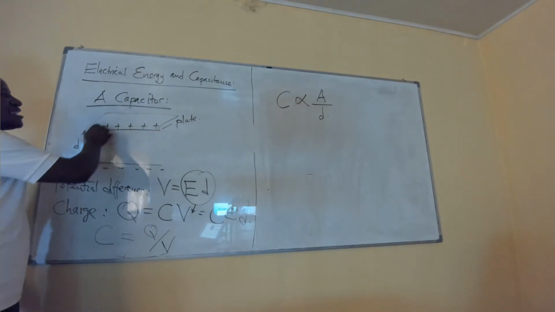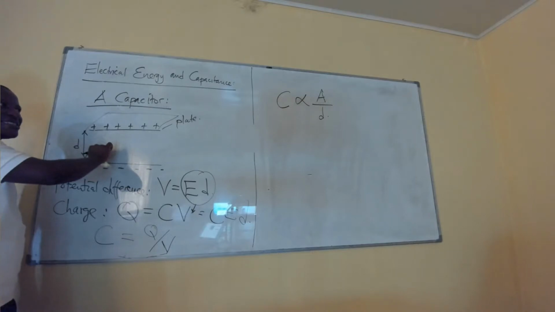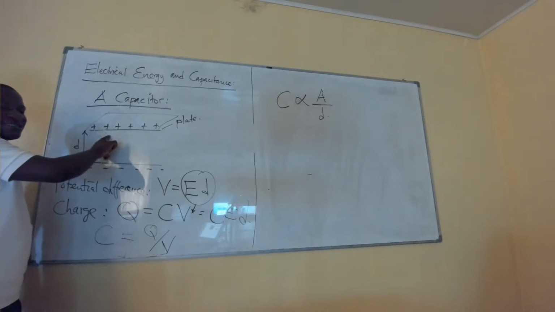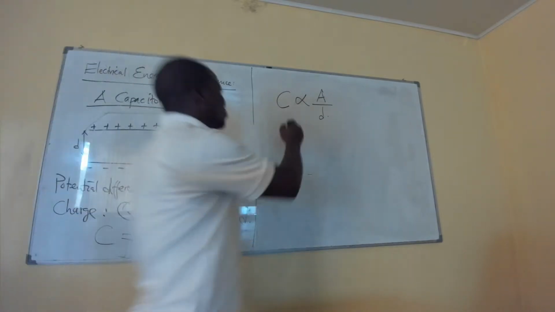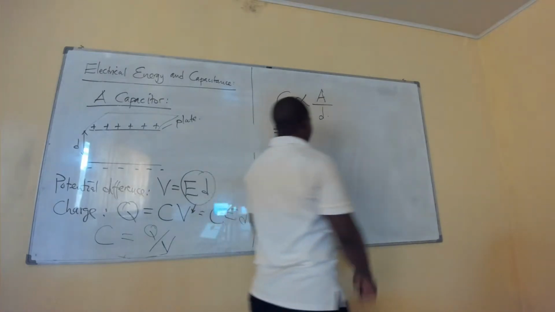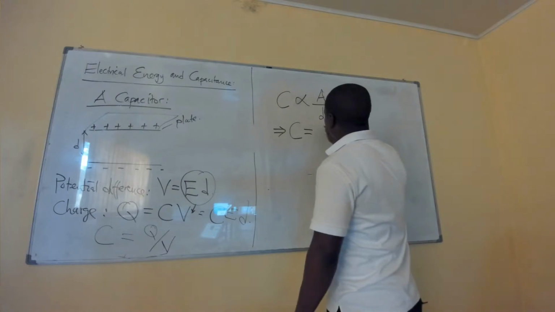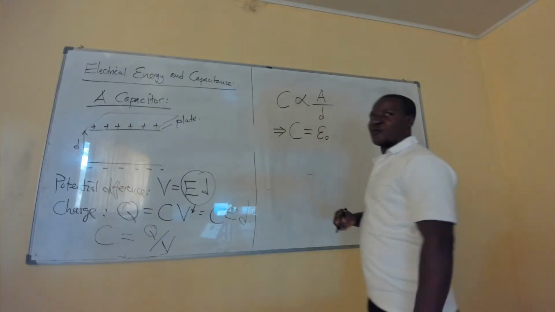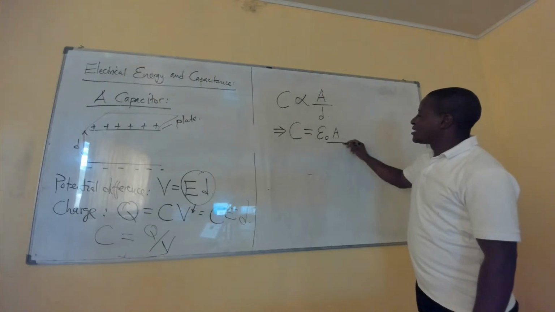So the bigger the area, the better the capacitance. But the shorter the distance, the less the capacitance. So this is the difference. But now, when you want to put in an equal sign here, the implication is that the capacitance must be equal to a certain constant of proportionality, then multiplied by A divided by what?